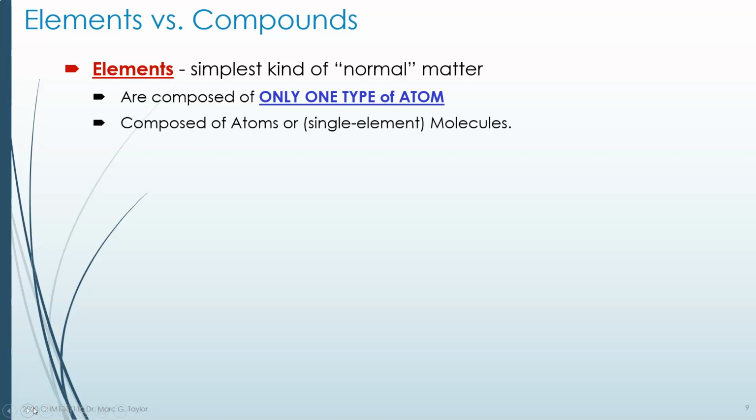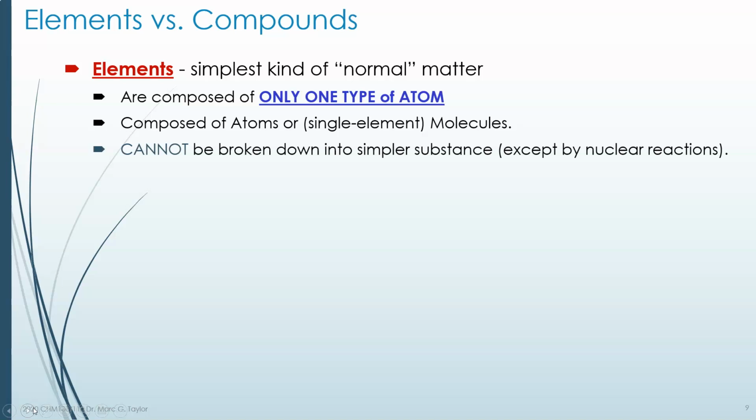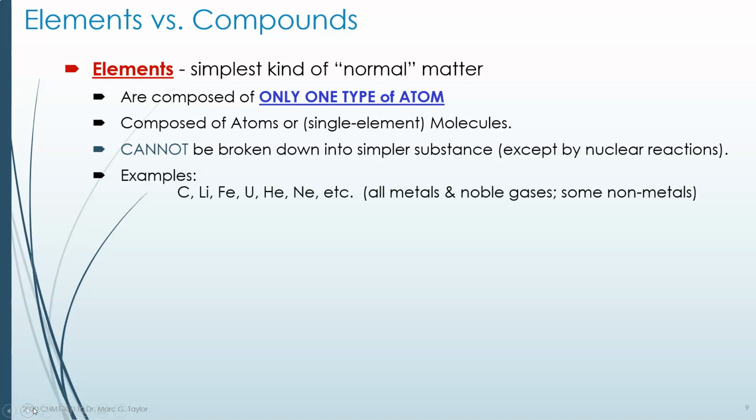And it can be composed of single atoms. We have single atom elements. These cannot be broken down into any simpler substance, unless you're talking about nuclear reactions. And if you're taking Chem 100, we will not be covering nuclear reactions. Examples of single atom elements are carbon, lithium, iron, uranium. Carbon is one of the few non-metals that is a single atom element, but it can also be found in multiple atom forms as well, molecular forms as we call them. All the metals are considered to be formed of atoms, so lithium, iron, uranium, etc.